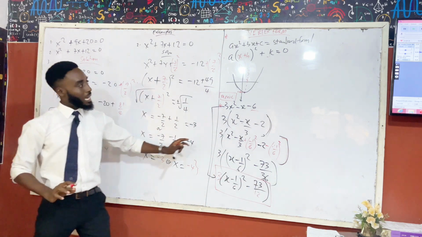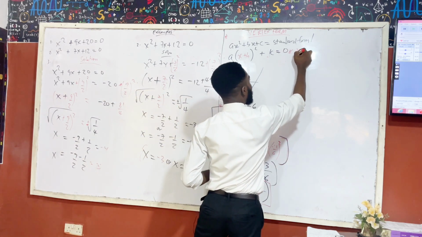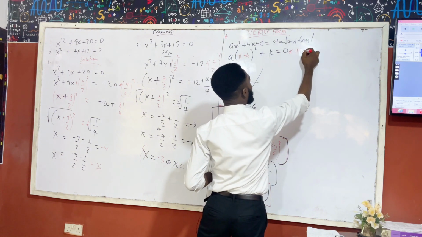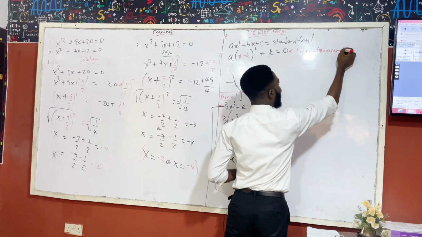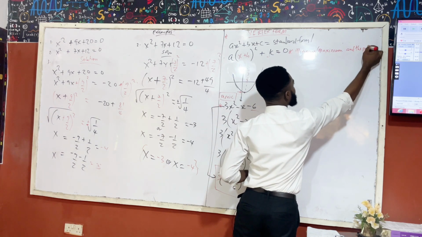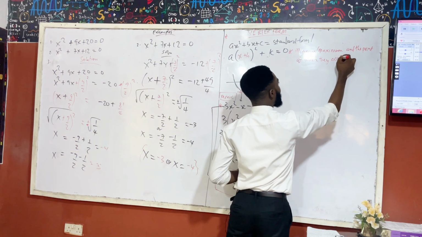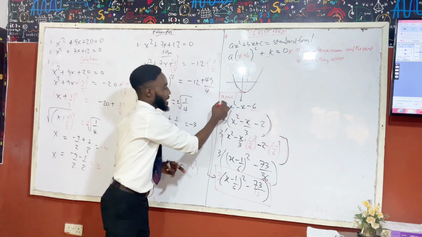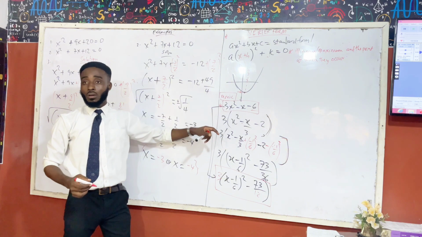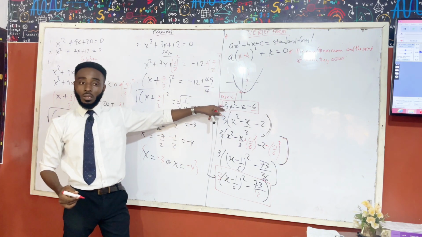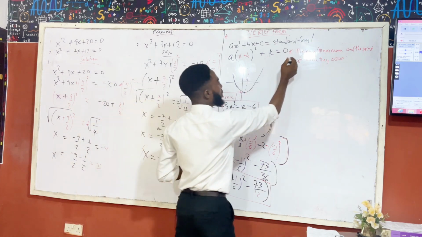Another way this can be asked is that I can now tell the minimum or maximum value and the point at which they occur. Now the first question is this: the graph here, would it be a minimum or maximum graph? Minimum, because it's positive. Good. So we are finding the minimum of this one.